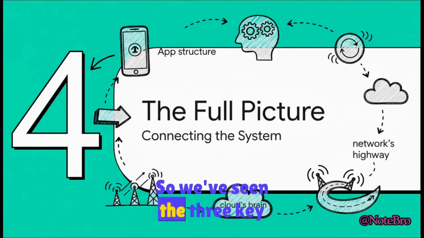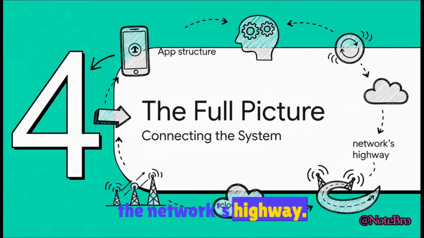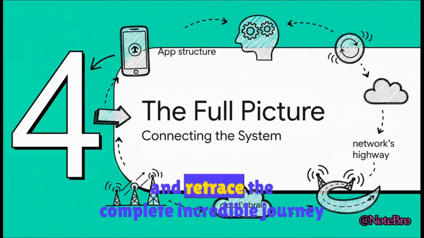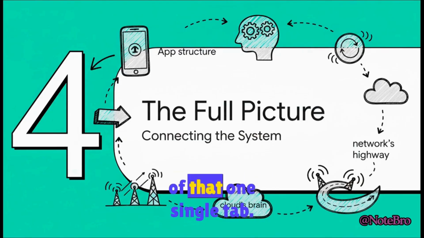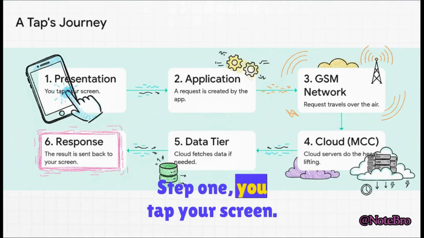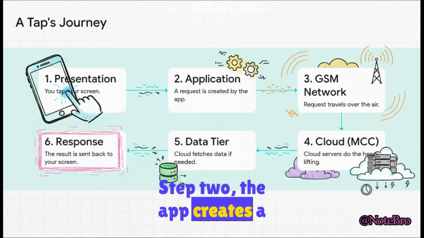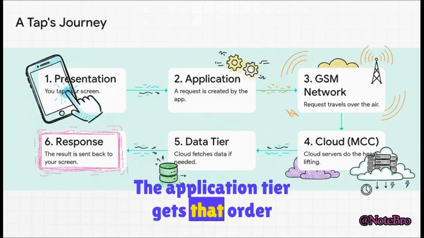Okay, so we've seen the three key pieces of this whole puzzle: the app structure, the cloud's brain, and the network's highway. Now let's put it all together and retrace the complete, incredible journey of that one single tap. So here it is, the full journey. Step 1, you tap your screen. That's the presentation tier. Step 2, the app creates a request. The application tier gets that order ready.